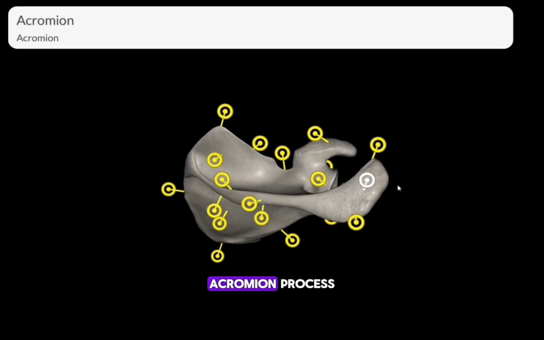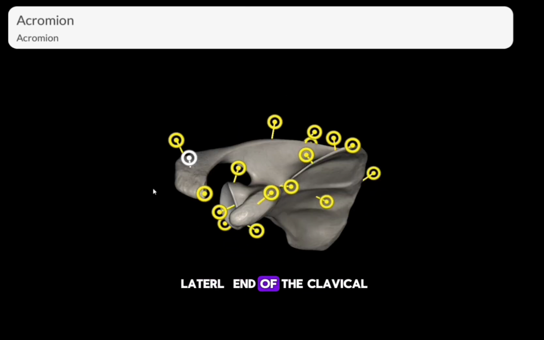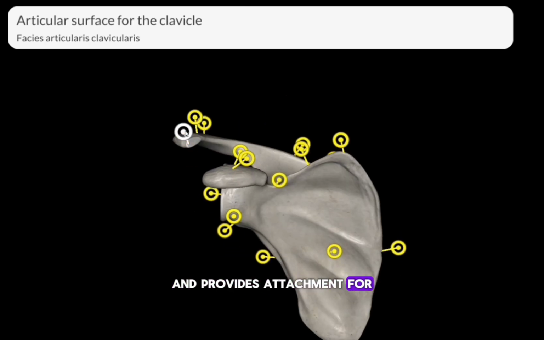Now we have the acromion process. This is a flat curved process that projects laterally from the spine of the scapula, forming the highest point of the shoulder. It articulates with the lateral end of the clavicle and provides attachment for the deltoid muscle.